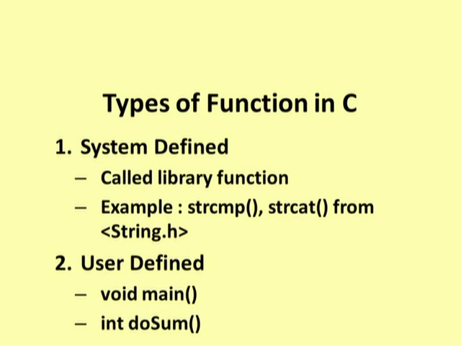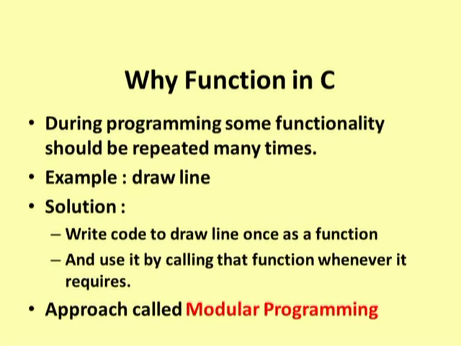In short, in the C language there are two types of functions. First is the system defined and second one is the user defined. Clear? Now let us discuss what is the use of function in C language.